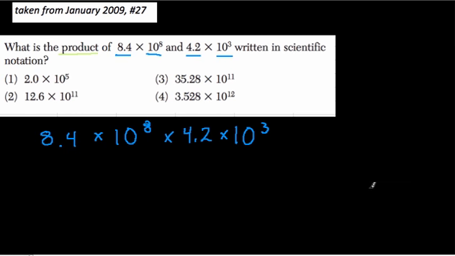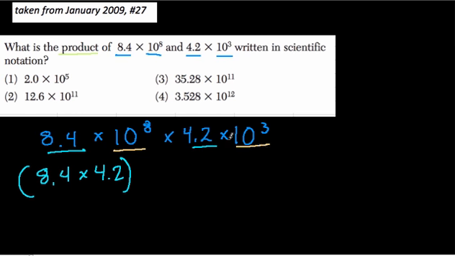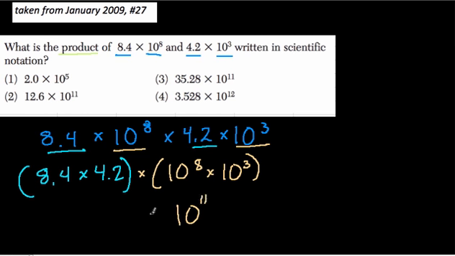So what do we do? Well, I'm going to regroup and reorder. I'm going to say, let's multiply these two numbers first, 8.4 times 4.2. That's going to be one group. And then we have 10^8 and 10^3, and we're going to multiply those. All of this is tied together by multiplication. So here, 10^8 times 10^3 is 10^11. All right, add those exponents.